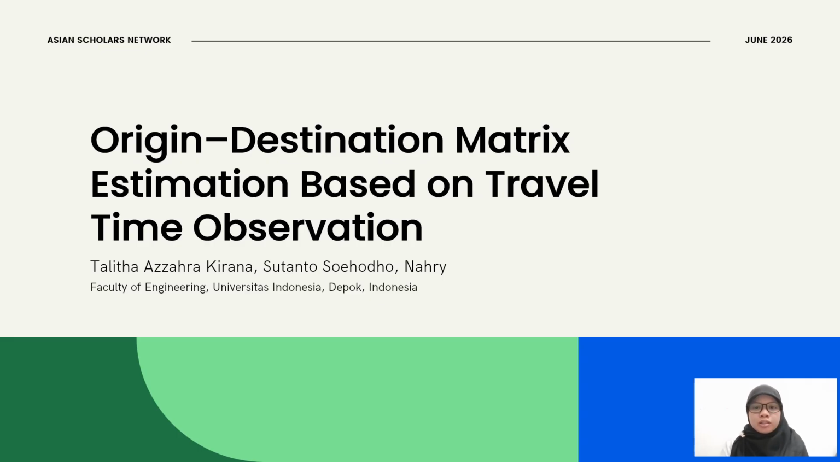Today, I will present my study entitled Origin Destination Matrix Estimation based on travel time observation. This research explores whether observed interzonal travel time can be used as a practical basis for estimating an origin destination matrix, or OD matrix, in an urban road network. The case study is in the Danau Sunter area in North Jakarta.